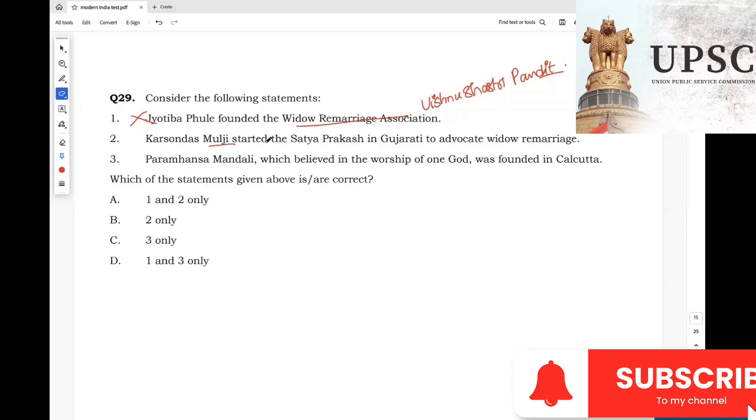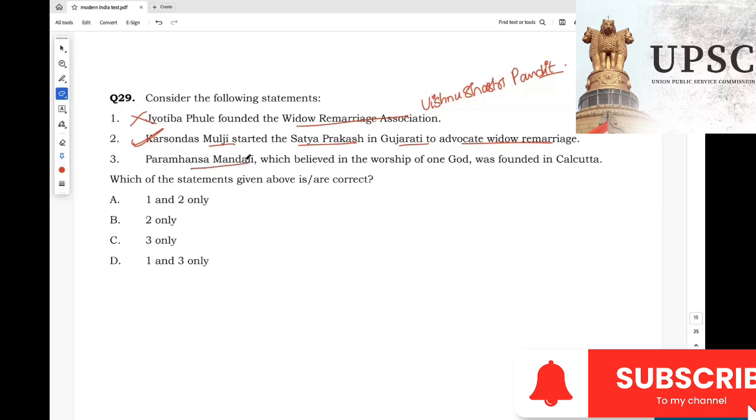Then Krishnadas Moolji started the Satya Prakash in Gujarati to advocate widow remarriage. Absolutely correct. It's a fact. You have to remember it. I can't explain anything. It's a fact. Moolji Satya Prakash. All right. Or you can remember it like this, which I used to do: Satya Prakash Moolji. It's like a complete name, a name of a paper as well as the name of a founder.